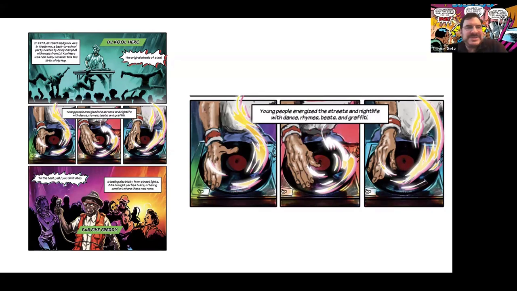So, I'm going to jump ahead to this page, which is a page that I really like in the graphic history of hip hop, because it was fascinating to me how you would capture that energy in the Bronx or Brooklyn or later LA or whatever. It's a story that I've heard and learned, but I didn't really know it at all until I read your work.